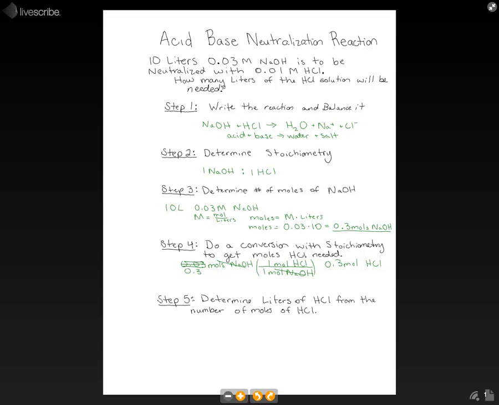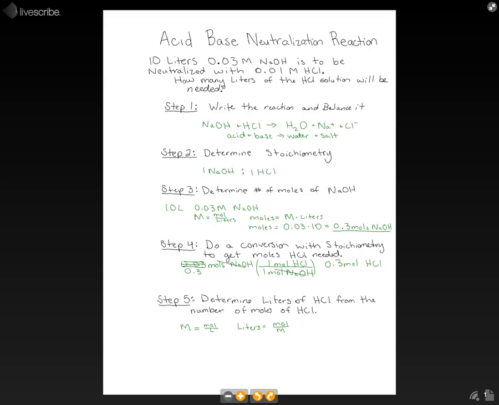But they didn't ask us for how many moles of HCl we needed. We need to know how many liters of the solution. So now we're going to determine the liters from the number of moles we have. Once again, we know molarity equals the number of moles divided by the liters. If we rearrange that to solve for liters, the liters is equal to the moles divided by the molarity.